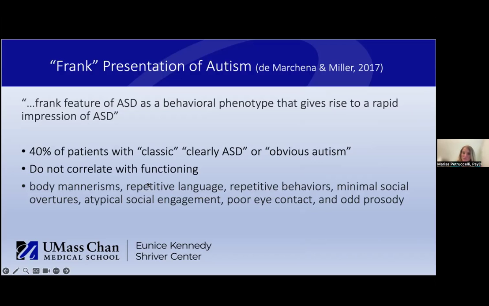So body mannerisms were evident, repetitive language, repetitive behaviors, minimal social overtures, or some sort of unexpected atypical social engagement, decreased eye contact, and difficulties or unexpected patterns of speech or verbal prosody. And there was something about just the quality of these characteristics that stood out to the providers.